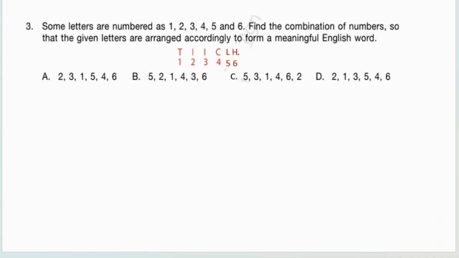So I think I should set a number. The word is my LITCHI, right? That is my meaningful word. L stands for 5. T stands for 1. I stands for 2 and 3, right? 2 will come here, let's suppose, and 3 will come here. I will check according to the options here.